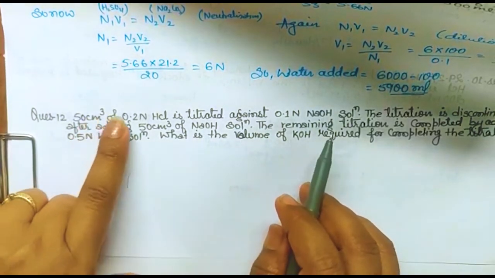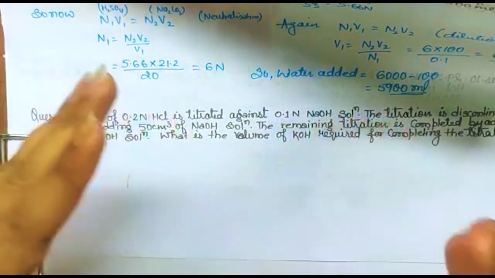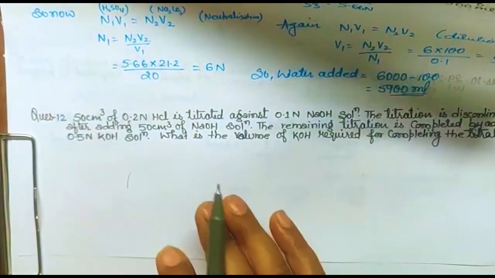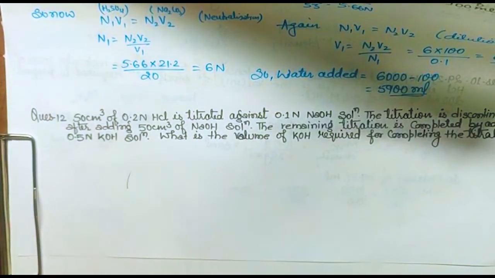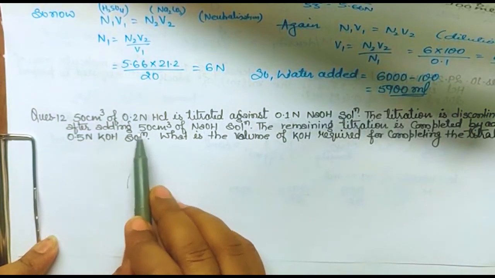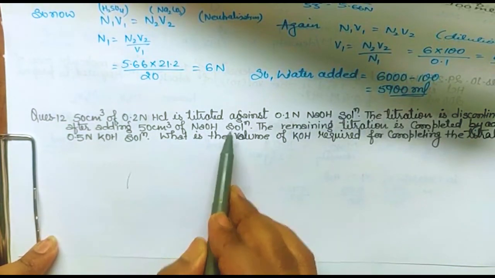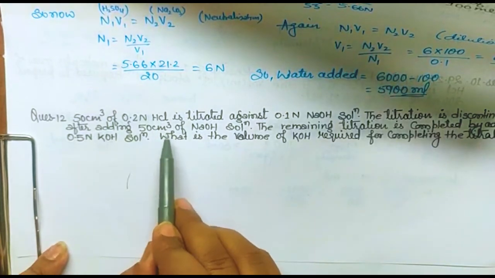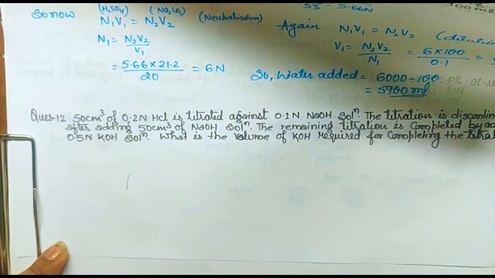पहले हमने इतने HCl को इतने से titrate किया, titrate means neutralize किया. Now the titration is discontinued, वो discontinue हो गया, रुक गया. उसके बाद हमने क्या किया? After adding 50 cm³ of NaOH solution. वो डिसकंटिन्यू कब हुआ? जब हमने उसमें 50 cm³ of NaOH ऐड किया.